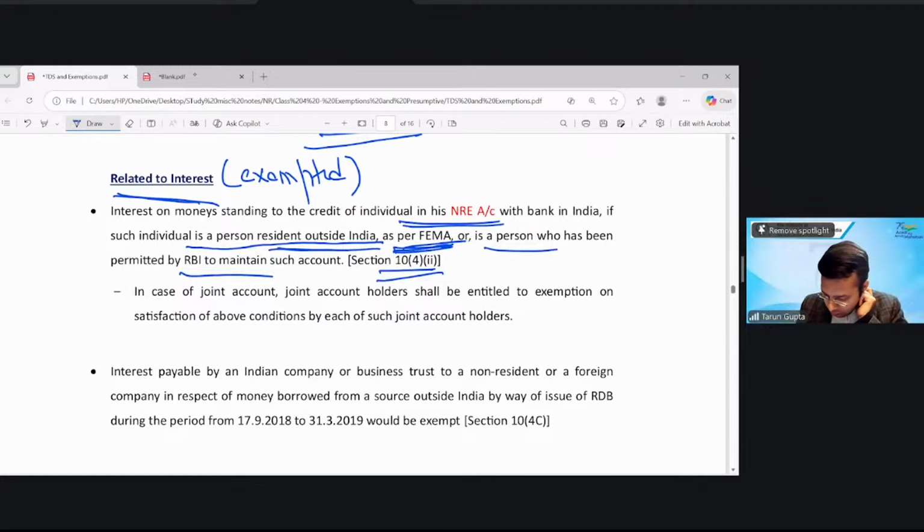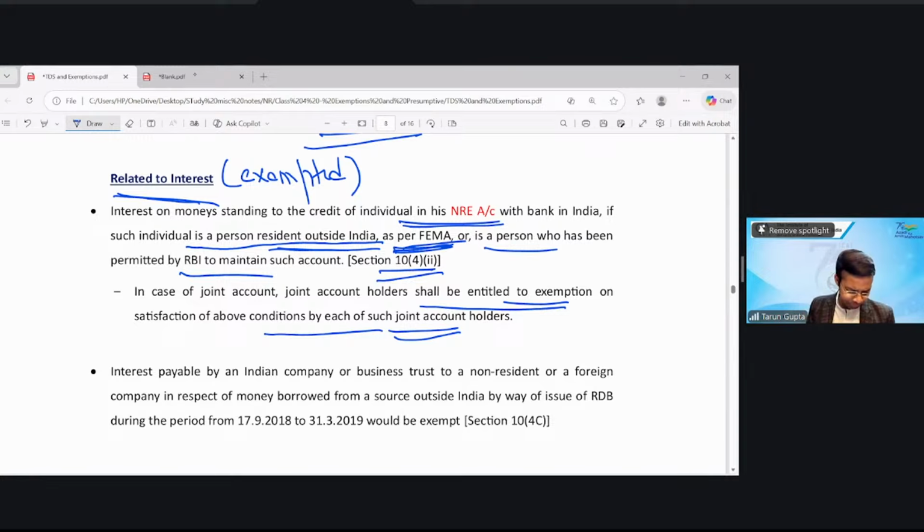In case of a joint account, joint account holders shall be entitled to exemption on satisfaction of the above condition by each of such joint account holders. Then they are entitled to exemption if each of them satisfies the condition, meaning each of them qualifies as resident outside India as per FEMA and they earn the interest on their NRE account. If even one satisfies, then his proportionate interest shall be exempt, and if both satisfy, then the interest shall be exempt in the hands of both of them.